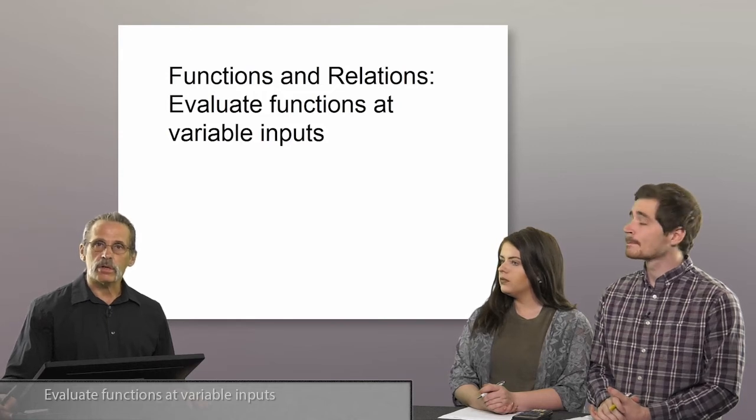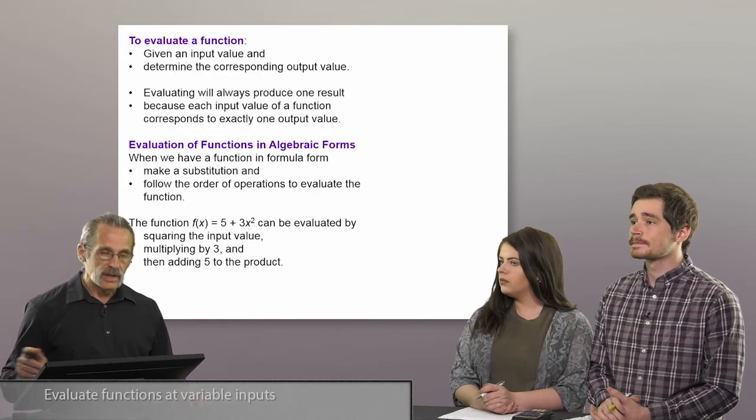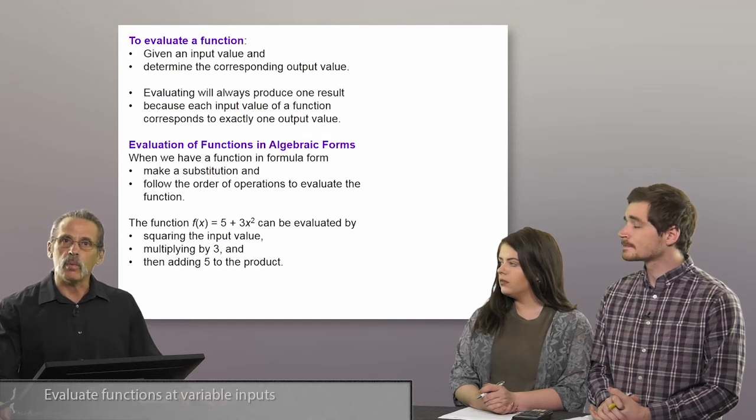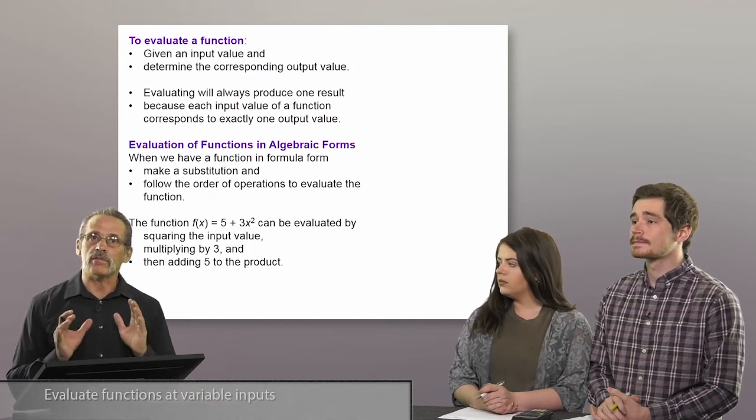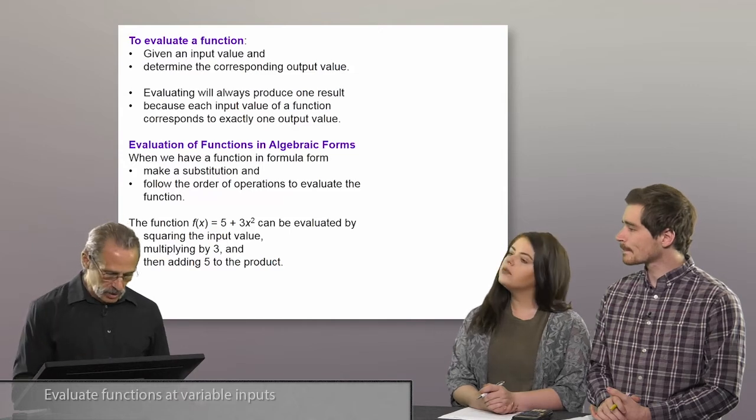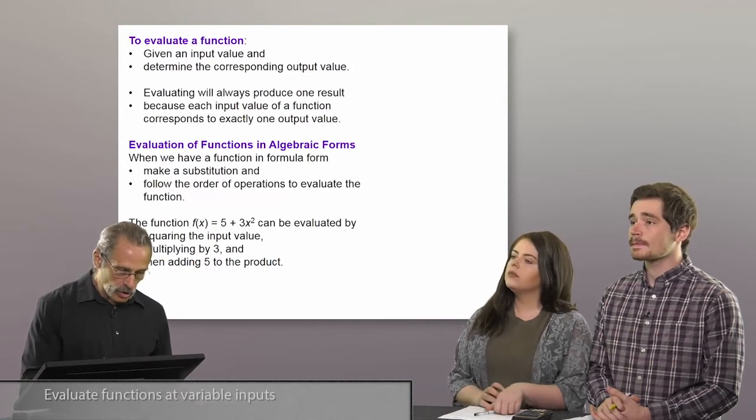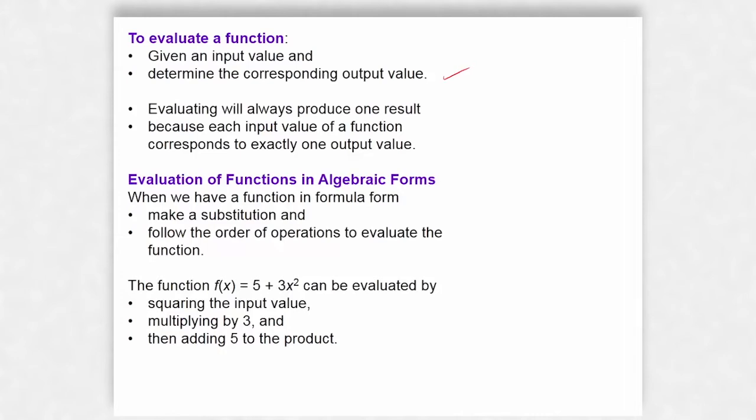Evaluate functions at variable amounts. Now we've looked at evaluating a function, but we're going to evaluate a function when the input is a variable. So just a couple of pieces of information that we already know. Given an input value, we want to determine a corresponding output value. And when you do this, you will always produce one result because each input is assigned or corresponds to one output. So what you're basically going to do is substitute in the input and you'll run it through the function's formula to get the output, and in doing so we will follow the order of operations.